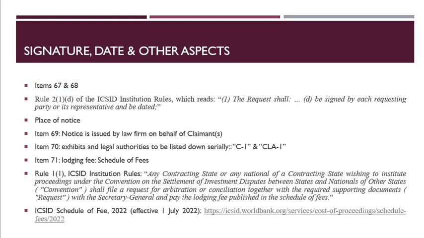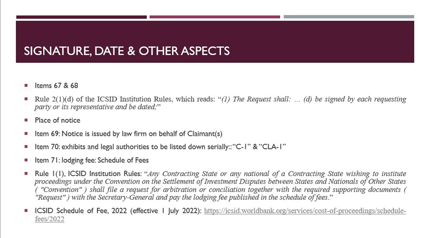Now, items 67 and 68 of the checklist provide for signature of the party or representative and mentioning the date of the request for arbitration. This is drawn from Rule 2.1d of the ICSID institution rules, which states 1. The request shall D. be signed by each requesting party or its representative and be dated. So, along with the date, the place from where the notice of arbitration is issued is also mentioned. Now, item 69 is the endorsement that the notice which is issued by a law firm is issued on behalf of the claimant. Item 70 calls for exhibits and legal authorities to be listed down serially.